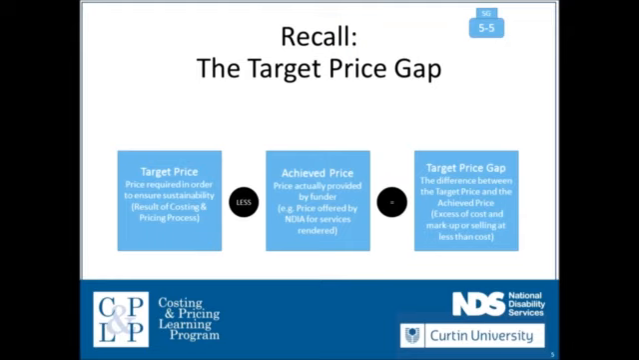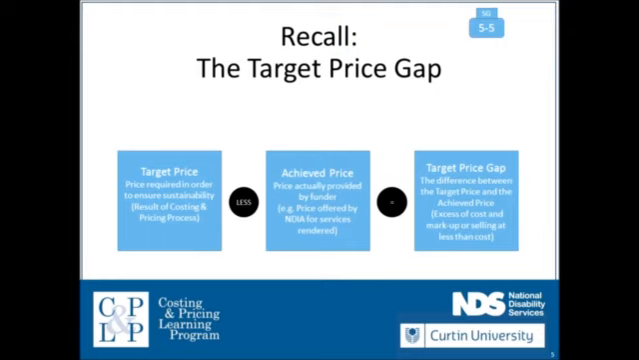The difference between the target price and the achieved price, or that target price gap, needs to be calculated for each individual service, but it is at the aggregate of services and activity levels that it really comes into play. Each individual service needs to be priced in order to determine its individual gap, so that you can see which services provide profit to the organisation and which don't. But at the aggregate level, it's the combination of those prices by the activity levels for each service that allows us to understand whether we are truly financially sustainable or not.